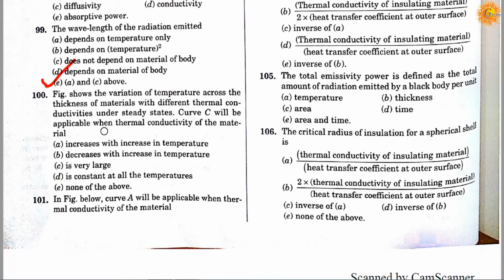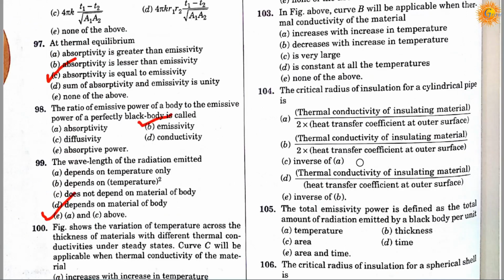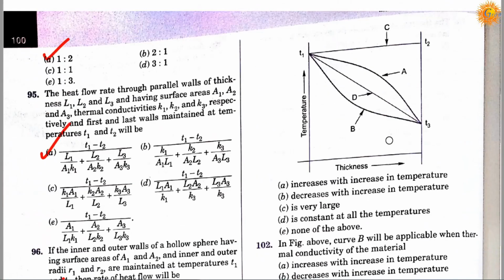It's asking about curve C, which will be applicable when the thermal conductivity of the material: option A, increases with increase in temperature; option B, decreases with increase in temperature; option C, is very large; option D, is constant at all temperatures; and option E is none of the above. The correct answer is C, very large. You can see the graph again. It's talking about this graph C.